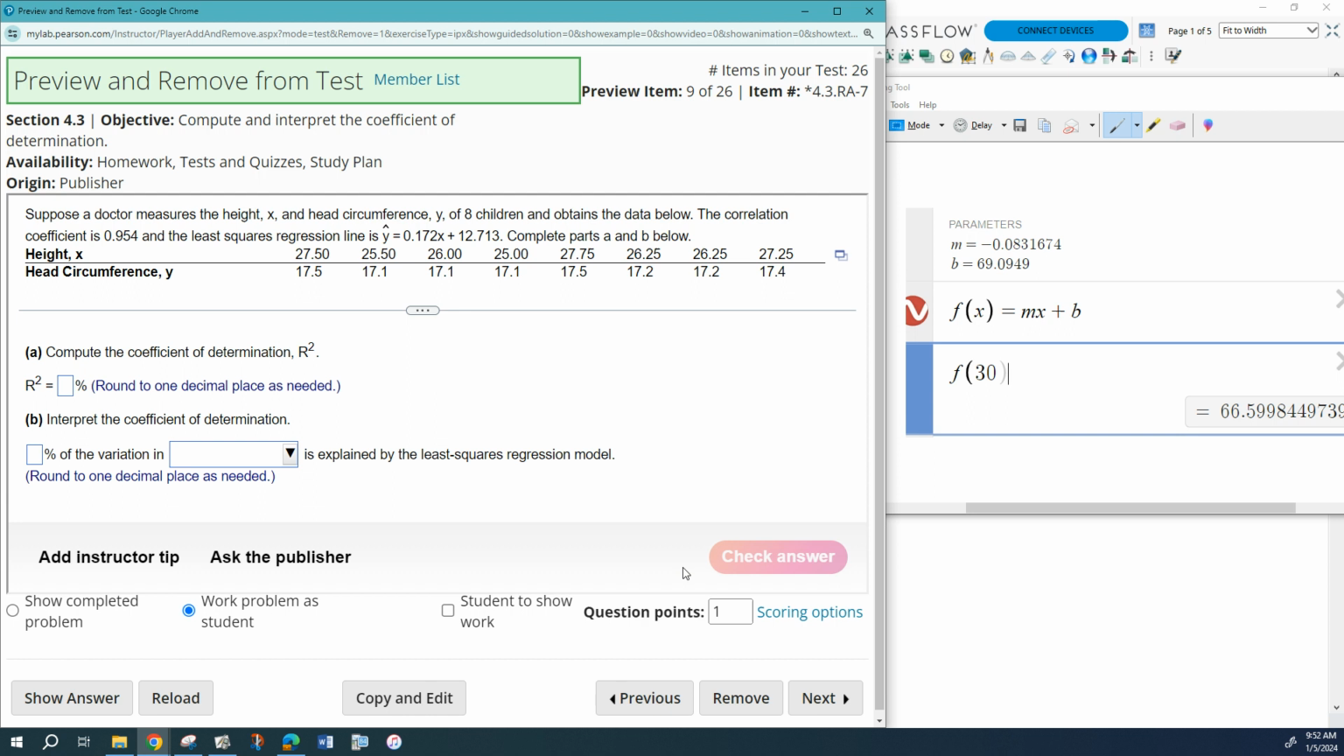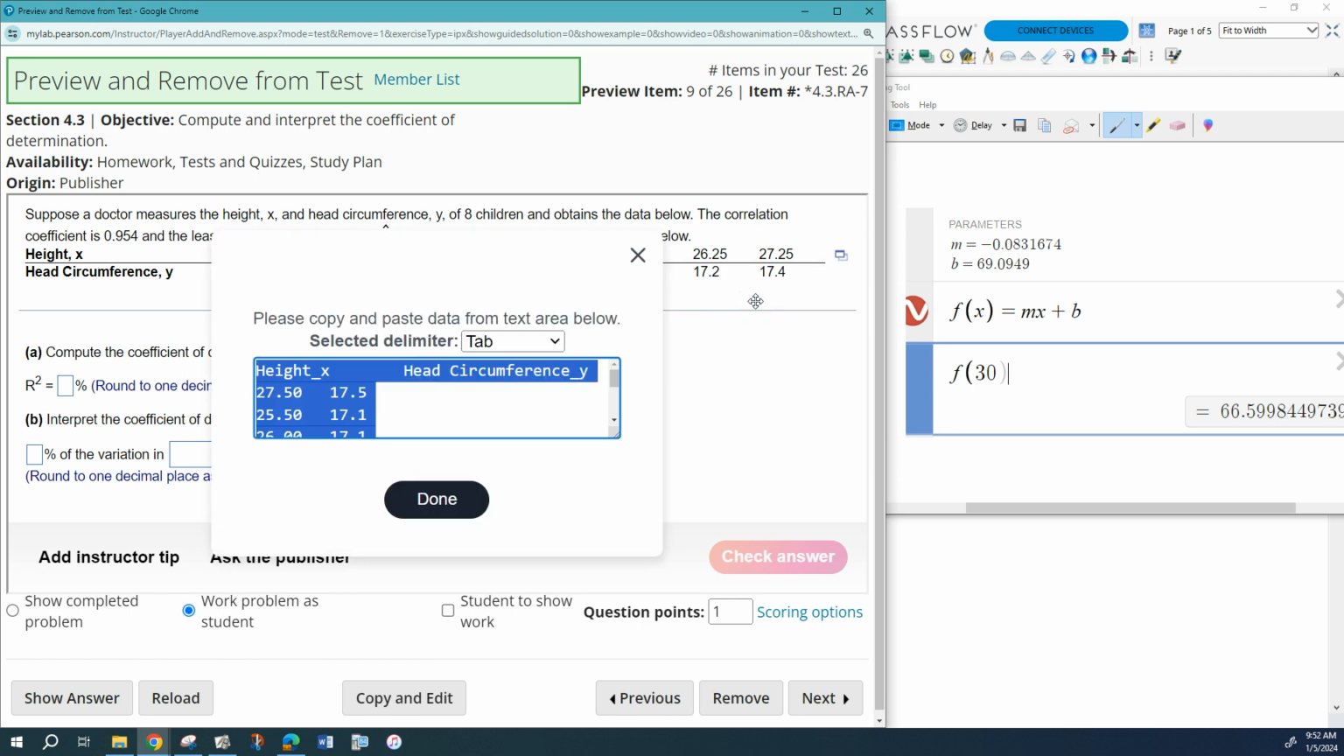This is the one about interpreting the variation. So we would do the same kind of thing on this guy. I'm going to copy all the data. So Control C.